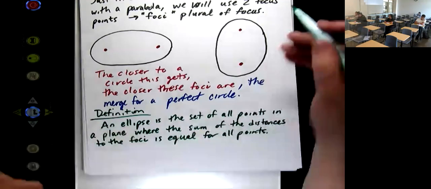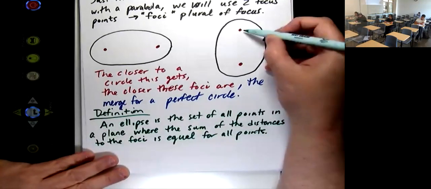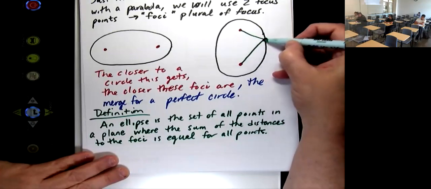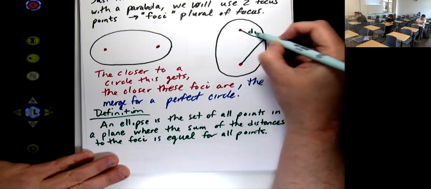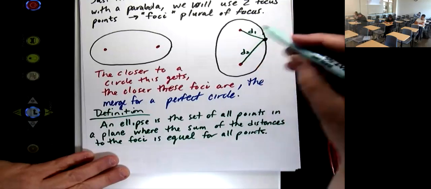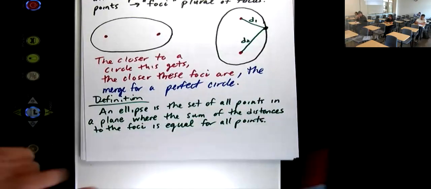So graphically speaking, if I pick any point on the ellipse and I draw a line from the first focus and a line to the second focus, and I say this is D1 and this one is D2, D1 plus D2 equals a constant.